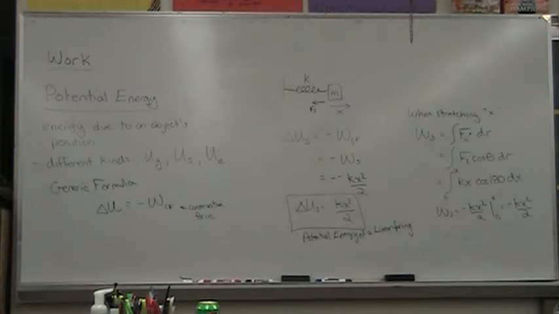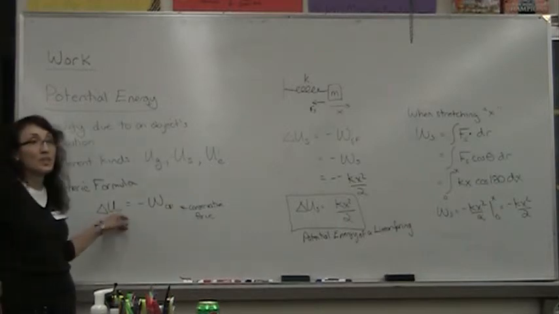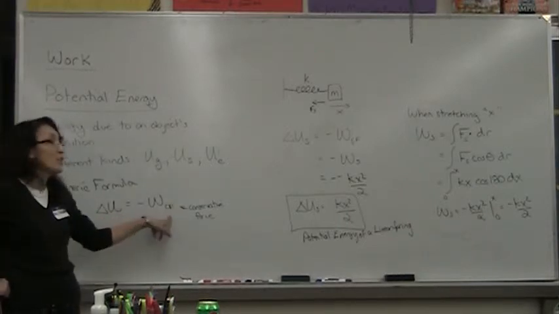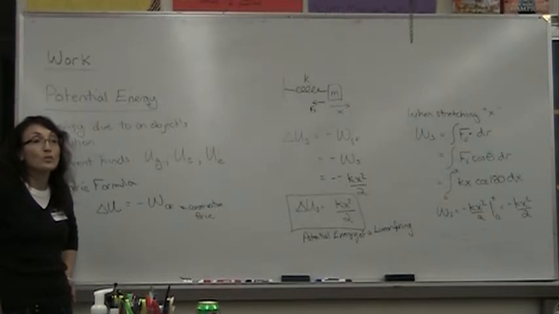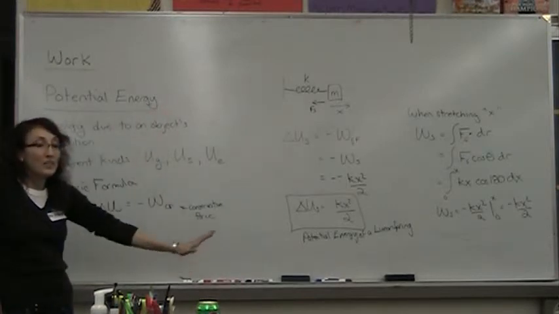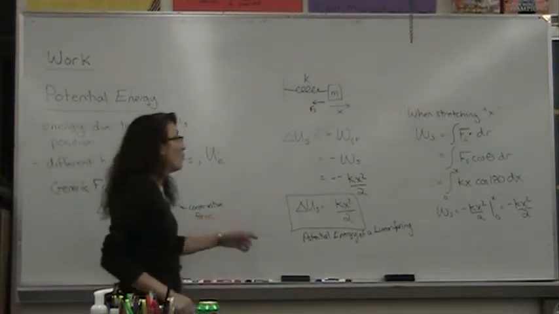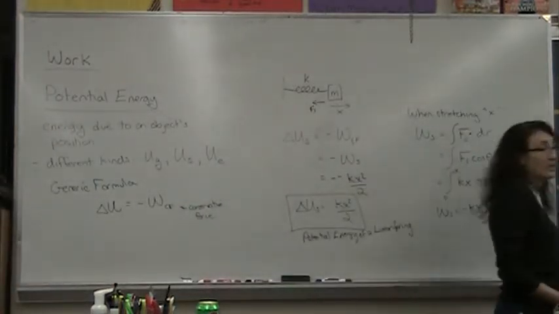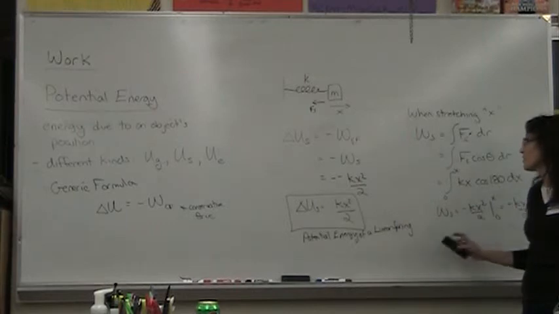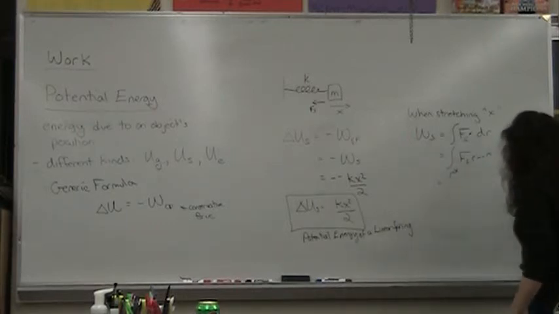All right, so any conservative force has potential energy associated with it. You can come up with the potential energy equation by figuring out the negative of the work done in changing the position of that object with that conservative force acting on it. And when it comes to springs, it just happens to be 1/2 kx squared.